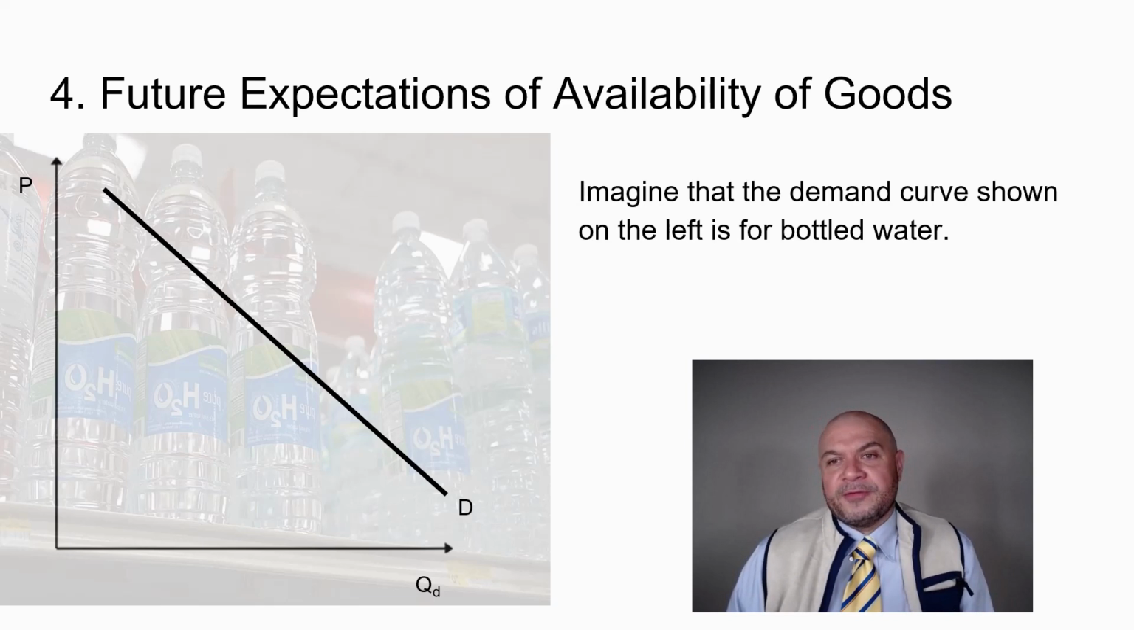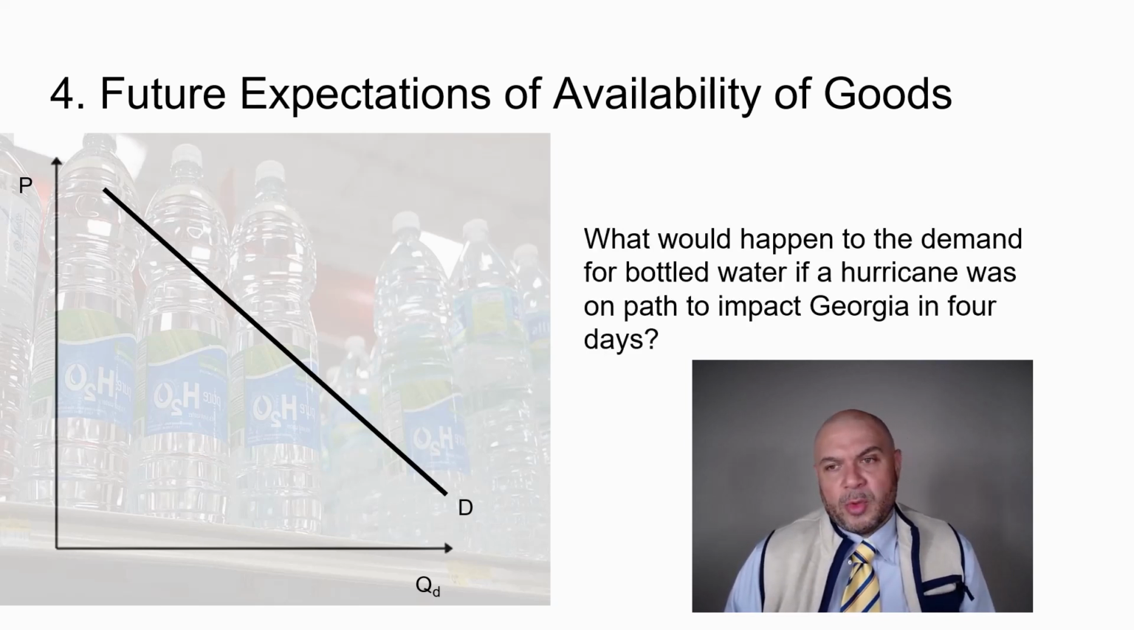Imagine that the demand curve shown on the left is for bottled water. So what would happen to the demand for bottled water if a hurricane was on the path to impact Georgia in 4 days? Think about this. Do I want to get water now, or do I want to wait until the hurricane hits to try to get water? You guessed it, I want water now.